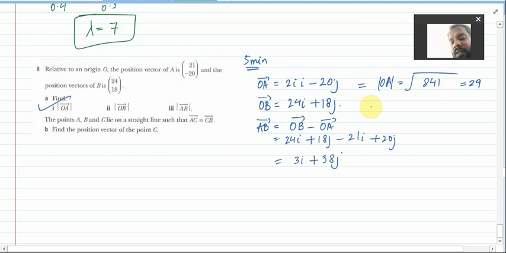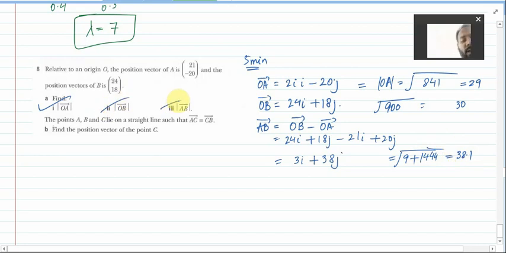For the second part, it's OB. OB is 24 squared plus 18 squared, which leads to 900, giving you the value of 30. Alright, and for the last one, 3 squared is 9 plus 38 squared, which is 1444. Add them together and then take the root of it, that is 38.1. So these are the magnitudes asked in the first part, A, B and C.